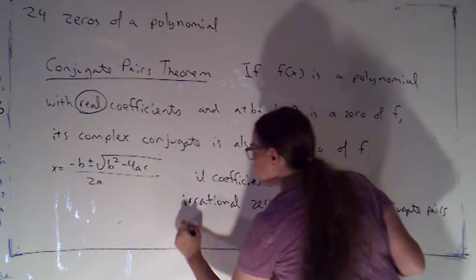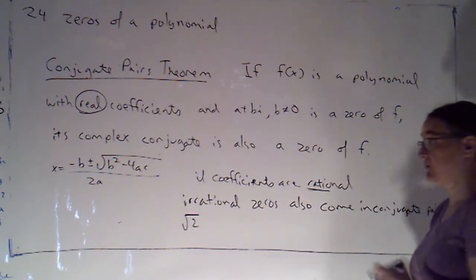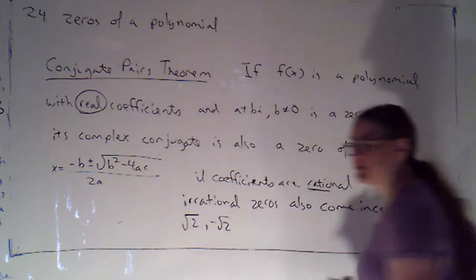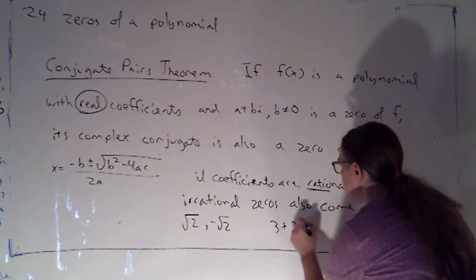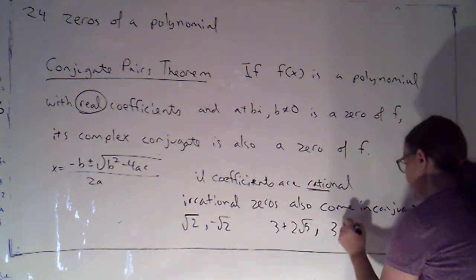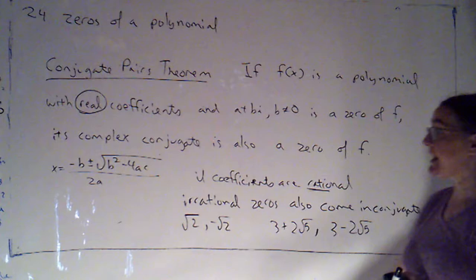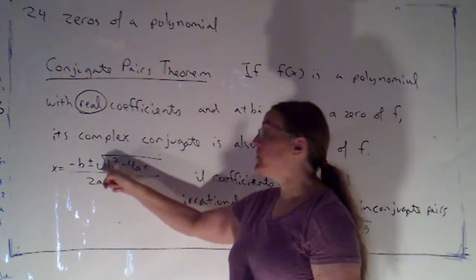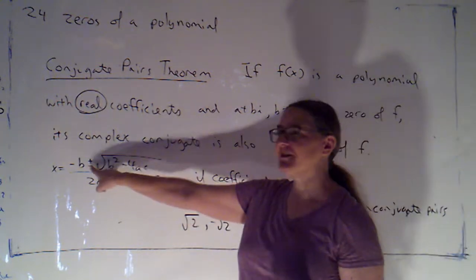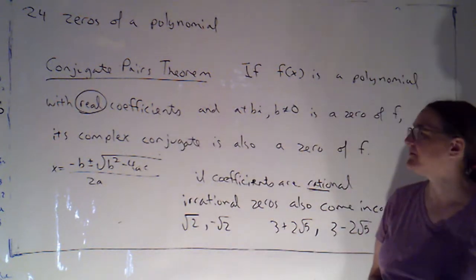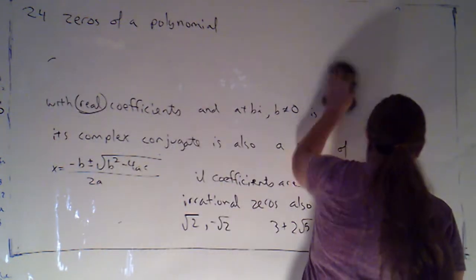So that would just mean that if the square root of 2 was a 0 of a polynomial with rational coefficients, negative root 2 would also be a 0. If 3 plus 2 root 5 was a 0, 3 minus 2 root 5 would also be a 0. And again, for the same reason, that would just mean that we got a root that didn't fully simplify from the quadratic formula, but the quadratic formula is always going to give me pairs of zeros. Okay, so how does this help us out?